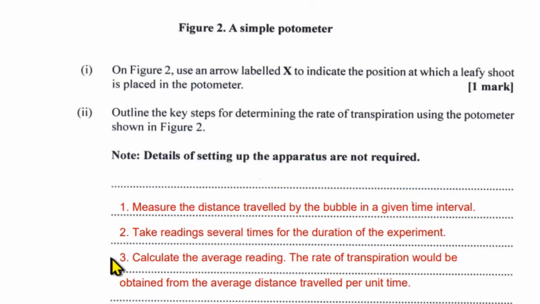And 3, you're going to calculate the average reading, and the rate of transpiration would be obtained from the average distance traveled per unit time.